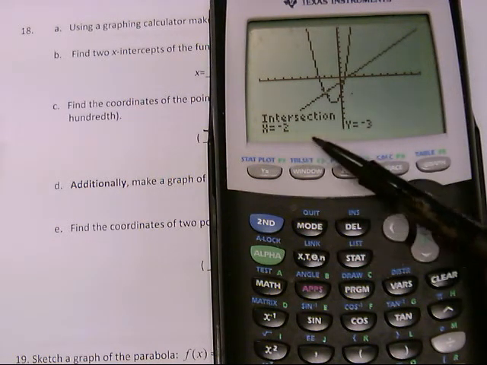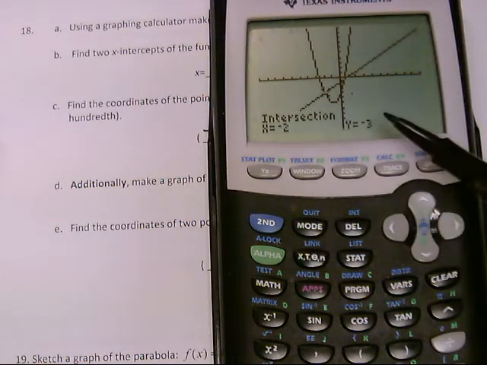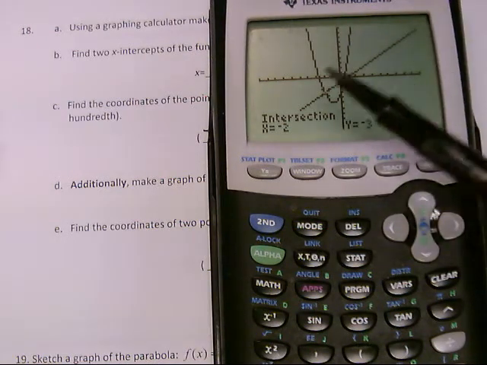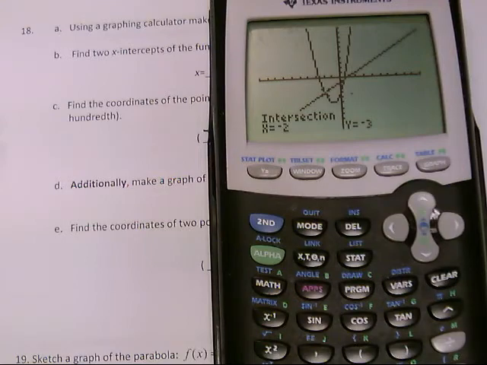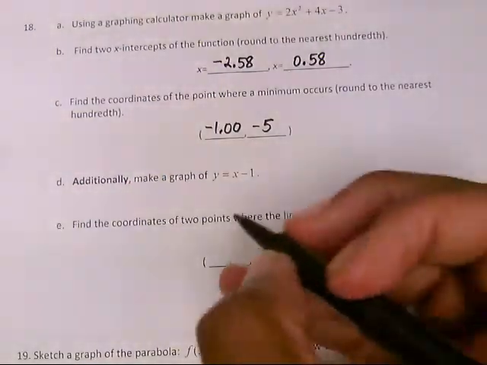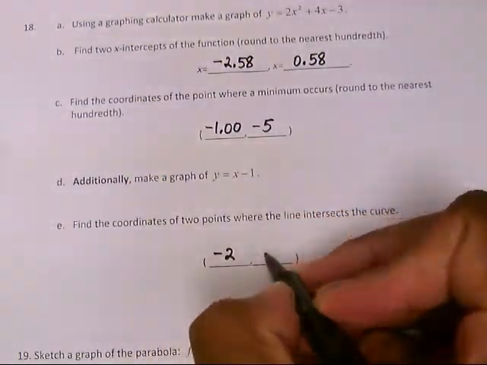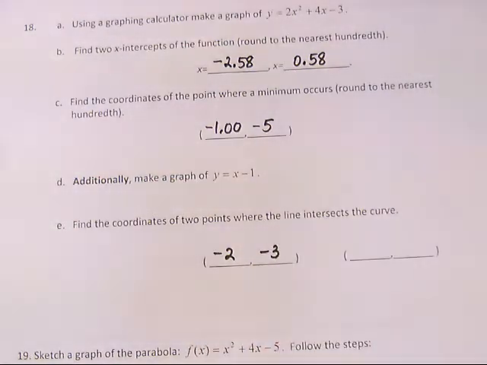That's going to be your first point of intersection, and you do have to write down the x and the y values here. X is negative 2, y is negative 3. So my first point of intersection will be negative 2, negative 3.